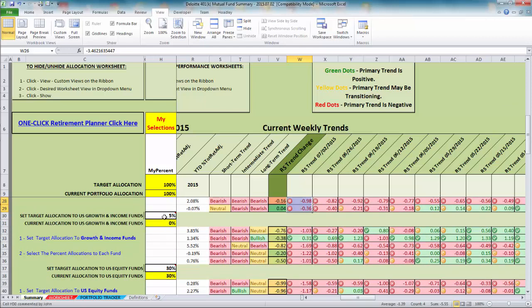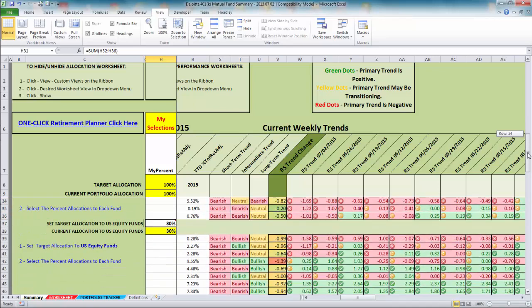Next, we have a 5% allocation that we would like to have in the U.S. growth and income, but we've moved this one to 0, again, because we've seen a lot of red starting to populate this, and then we've seen a lot of yellow and red populating the left side of column V. So we've moved that over to another area for now.